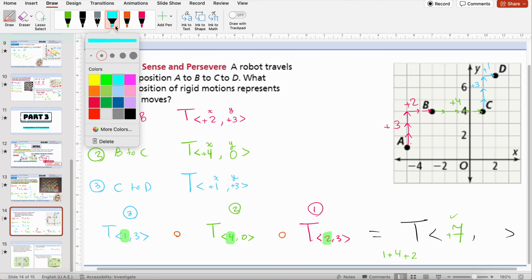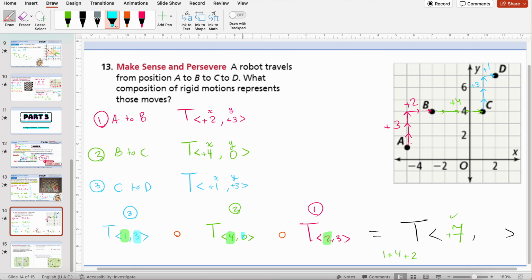Same thing. You just have to pay attention. 3, 0, 3. Add them together, all together. So I have 3 plus 0 plus 3, which is 6 positive. That's it. This is the total. Easy peasy lemon squeezy.